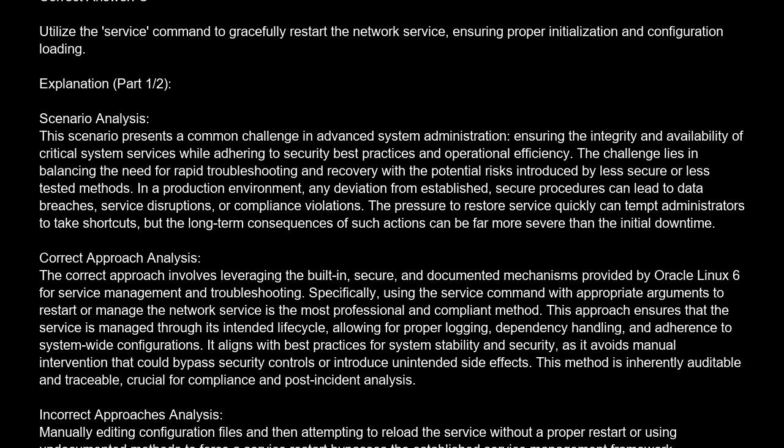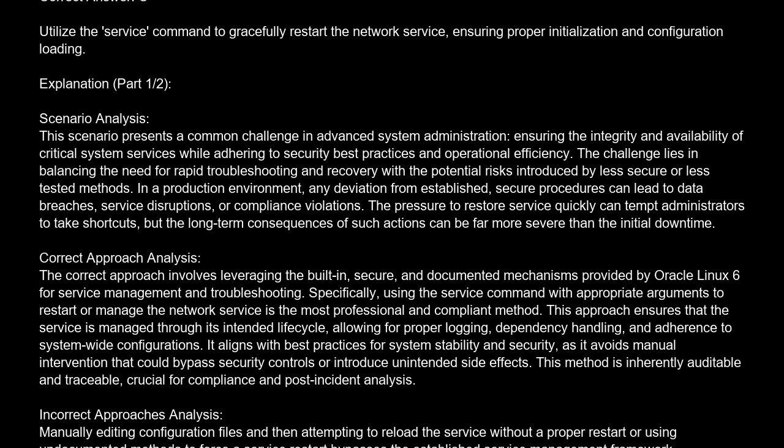The challenge lies in balancing the need for rapid troubleshooting and recovery with the potential risks introduced by less secure or less tested methods. In a production environment, any deviation from established, secure procedures can lead to data breaches, service disruptions, or compliance violations. The pressure to restore service quickly can tempt administrators to take shortcuts, but the long-term consequences of such actions can be far more severe than the initial downtime.